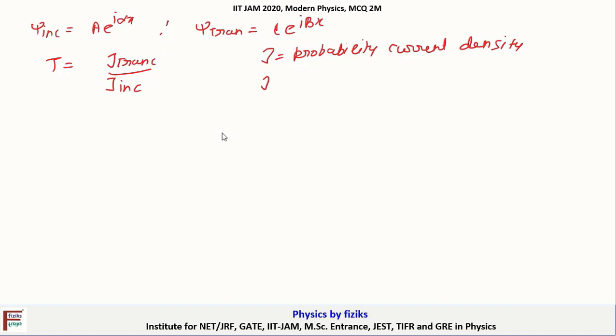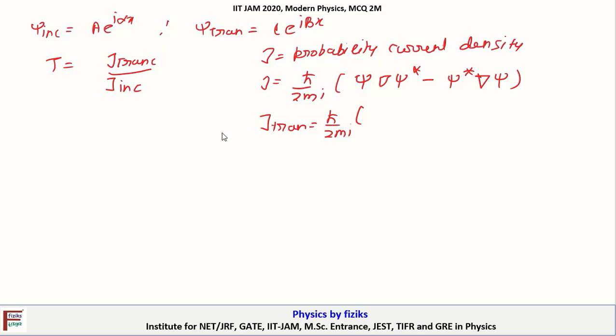and defined as h cross by twice m i, psi star gradient of psi minus psi gradient of psi star. So for J trans, h cross by 2 m i would be mod C square.